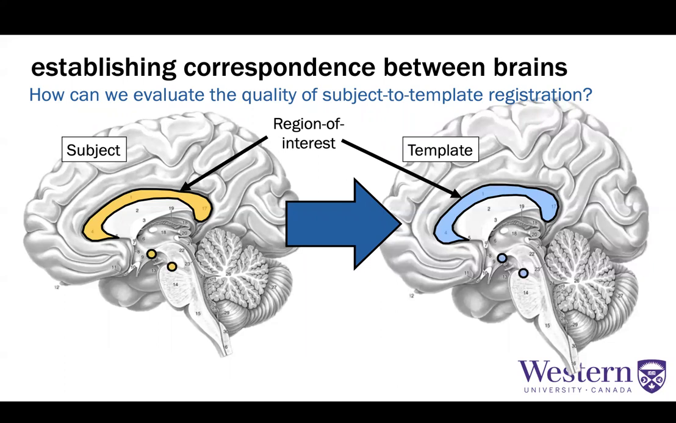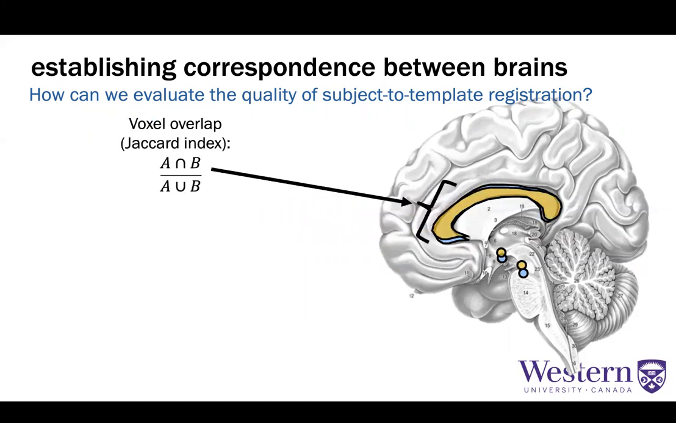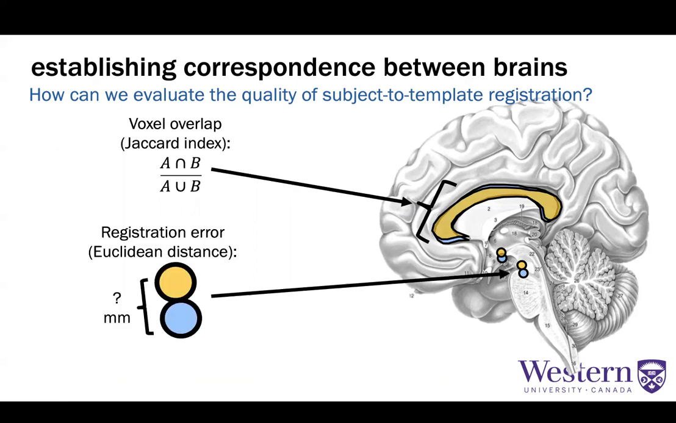Another traditionally used approach is point-based assessment, including these point landmarks. When we bring the subject into template space or vice versa, then we can compute these metrics. If we're looking at segmentations, we look at voxel overlap, a measure like the Jaccard index, the intersection over the union, or with point-based landmarks we can use registration error, which is a very intuitive metric, as it's just the Euclidean distance between the two.